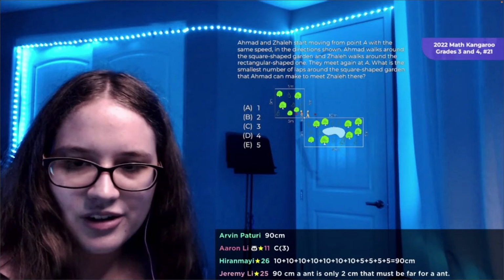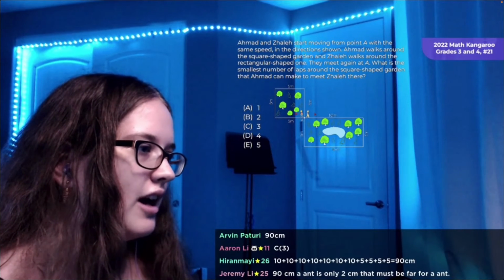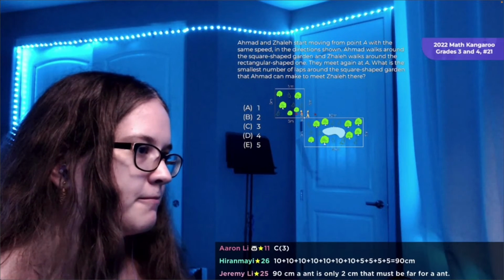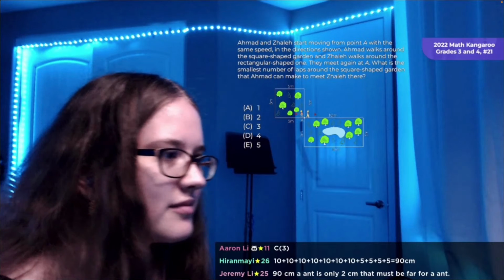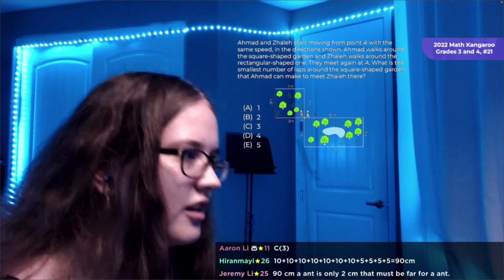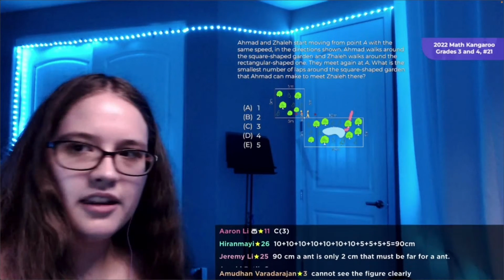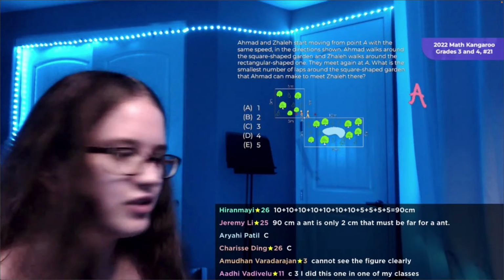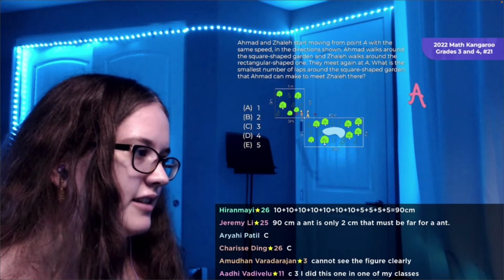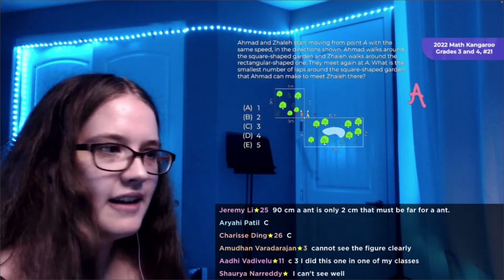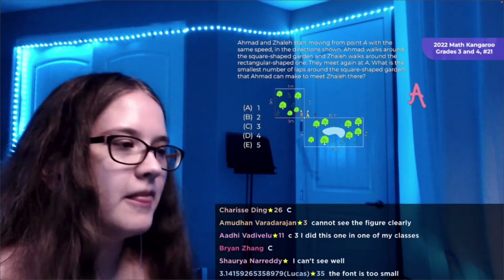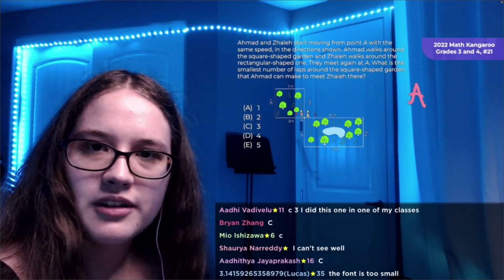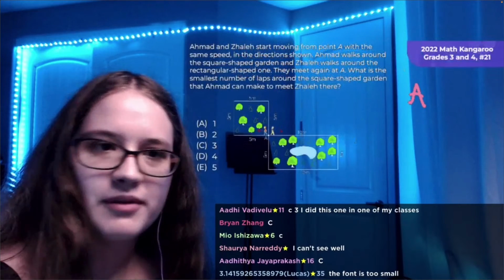So let's figure out how far each of them are walking per lap. Since they're walking around the square garden, that's 5 plus 5 plus 5 plus 5, or 5 times 4, because that is a formula we can use for the perimeter of a square.